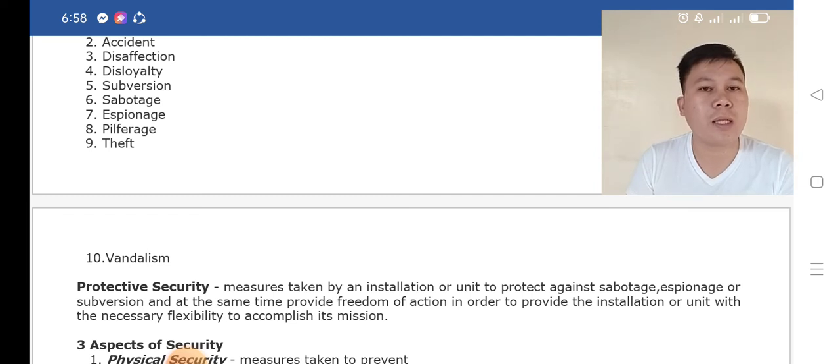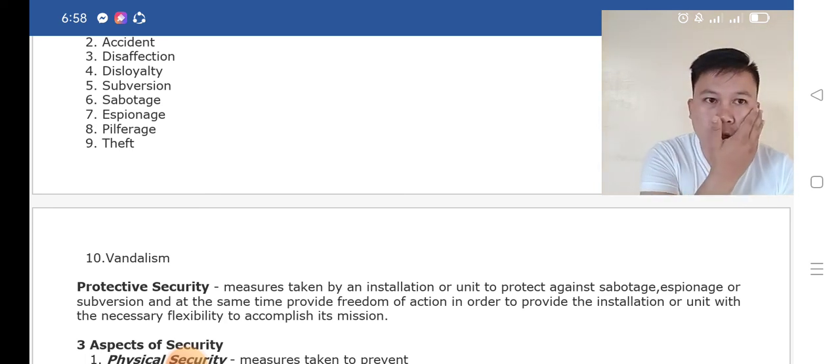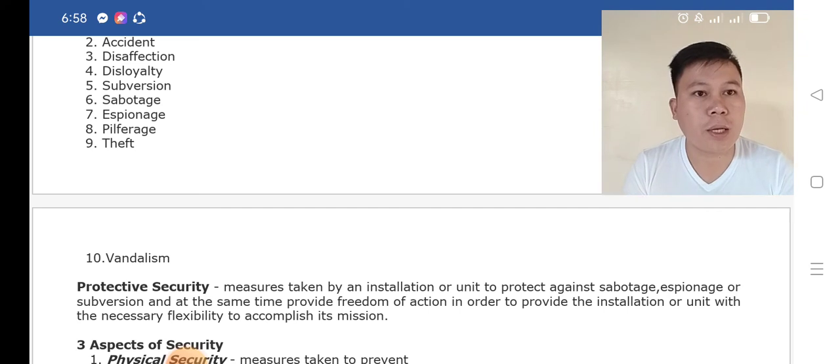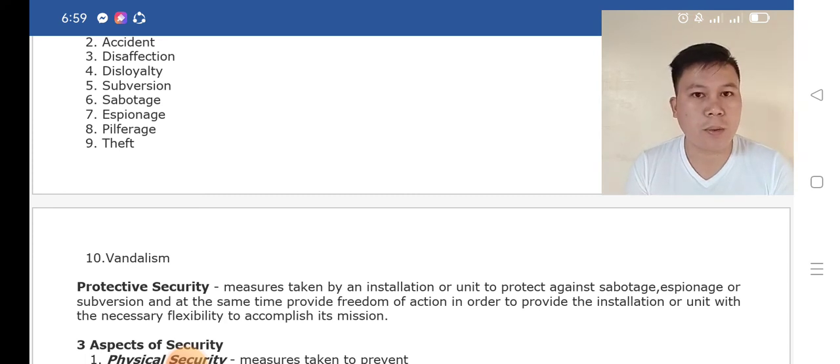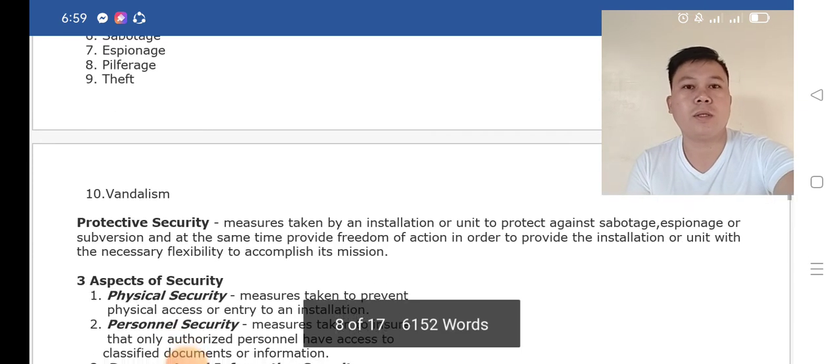So, lahat ng ilalagay dyan na physical barrier, for example, lahat ng ilalagay dyan na installation. So, those are example of protective security para ma-lessen o kaya ma-stop yung sabotage, espionage, or kung ano pa man dyan. So, pwede yung CCTV, di ba? Okay, alarms.